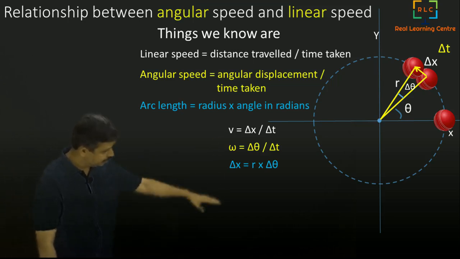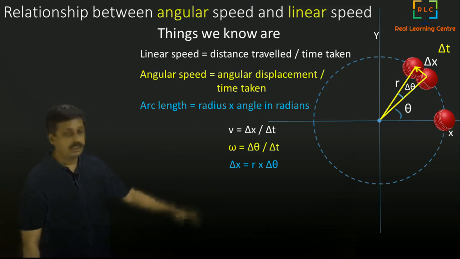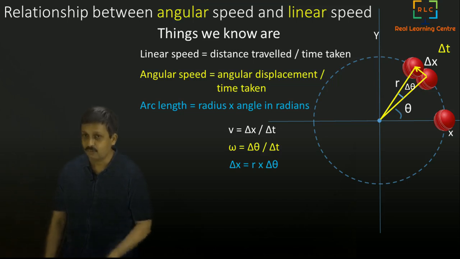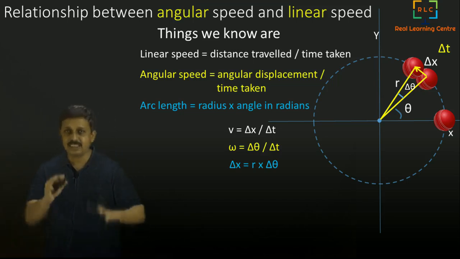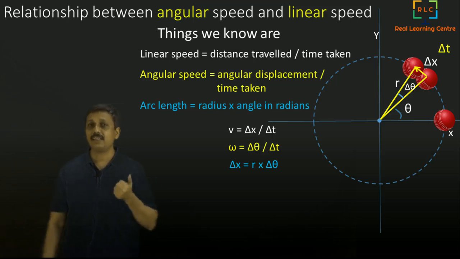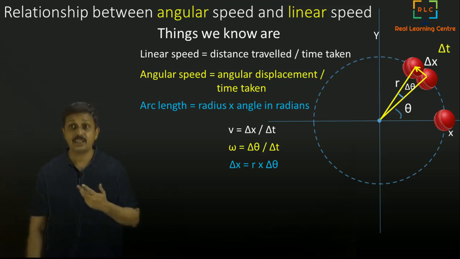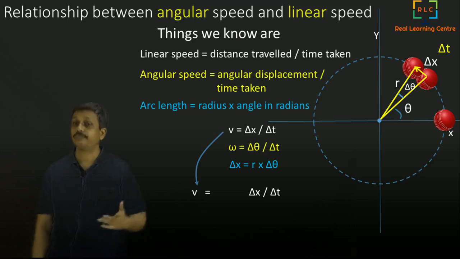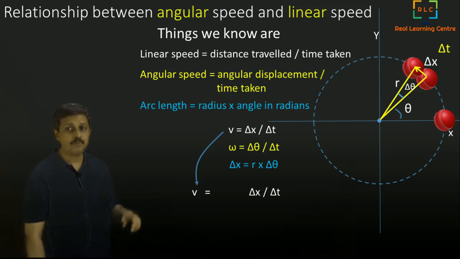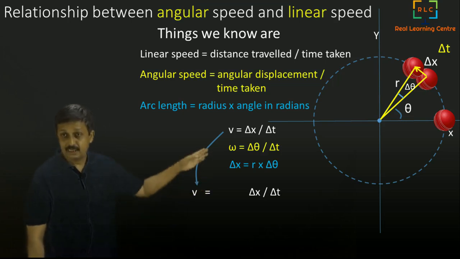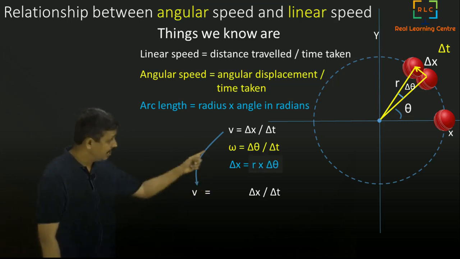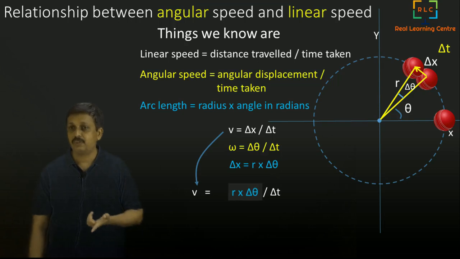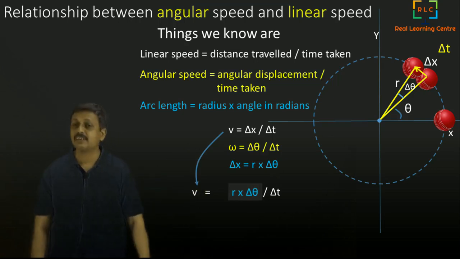So, we know these three things: V is equal to delta x by delta t, omega is equal to delta theta by delta t, and delta x is equal to r into delta theta. Using these three things, just rearranging the terms, we can get our final result, the relationship between angular speed and linear speed. Let us write down the first one as it is. V is equal to delta x by delta t. Now I am going to find where delta x is. Delta x is there in r into delta theta, so I will replace delta x by r into delta theta.